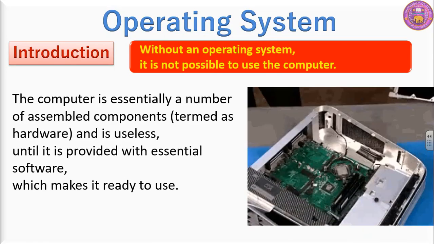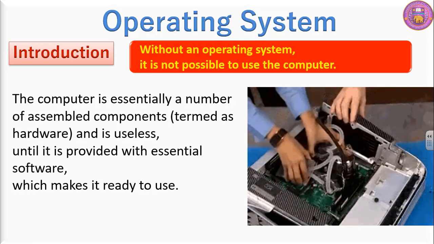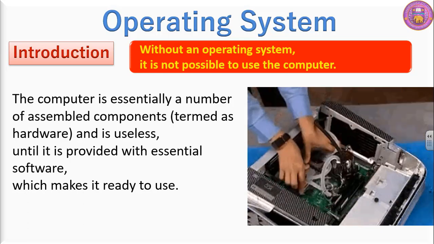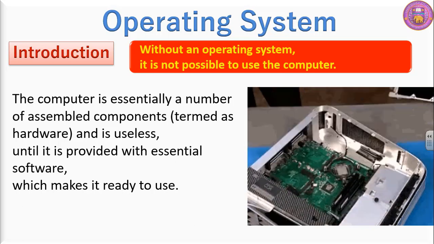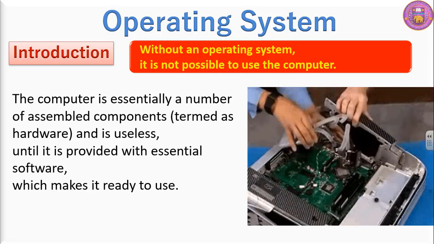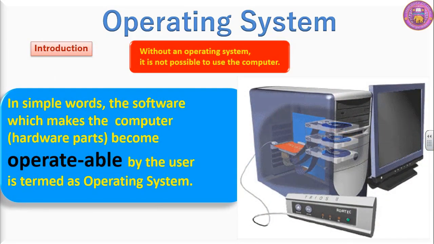Without an operating system, it is not possible to use the computer. The computer is essentially a number of assembled components and it is useless until it is provided with essential software which makes it ready to use. In simple words, the software which makes the computer become operable by the user is termed as operating system.